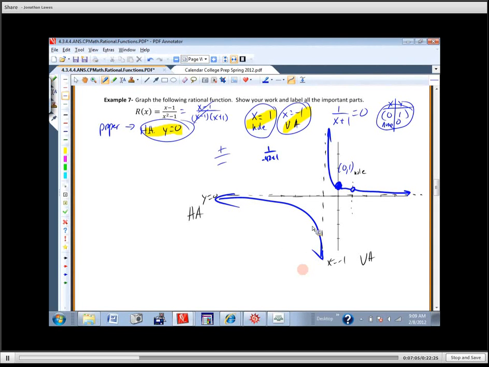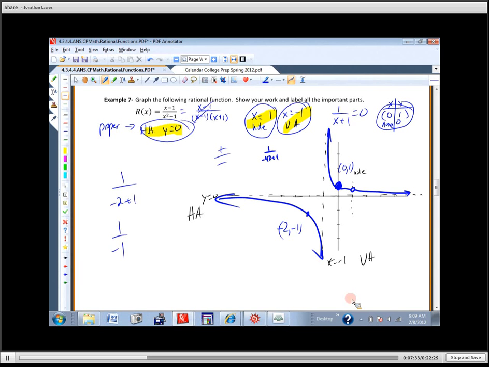Now, if you want to pick a decent point, say you picked -2 and you wanted to label a point, let me see if I can do this right. 1 over -2 plus 1. This would be 1 over -1. This point right here is -2, -1. If you wanted to label something so you made it perfectly clear you knew what you were doing, that might be a good point to label. It's really easy to find and graph. Okay, are there any questions?